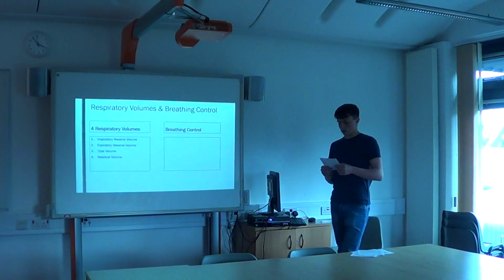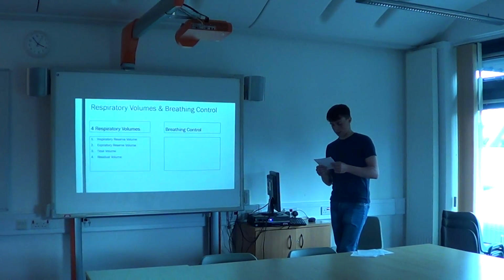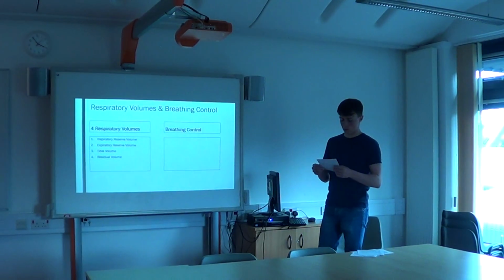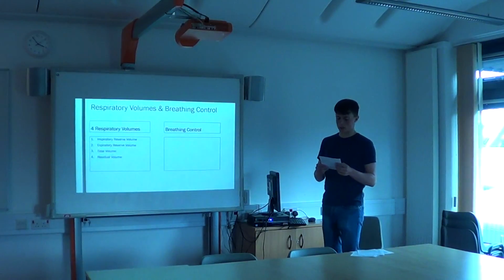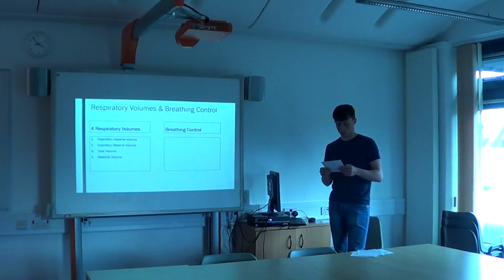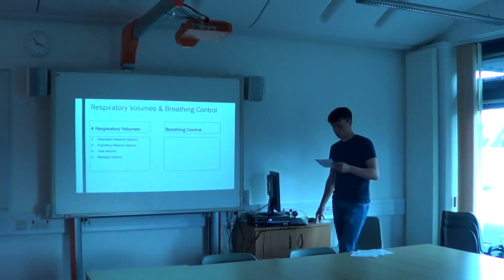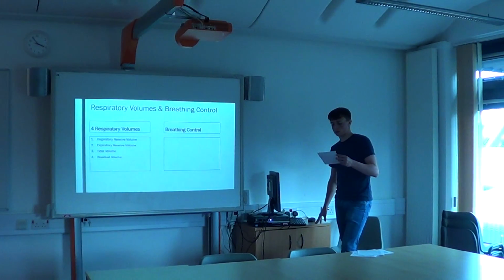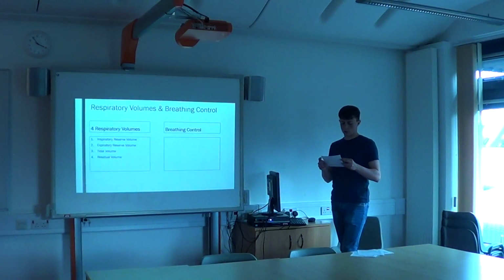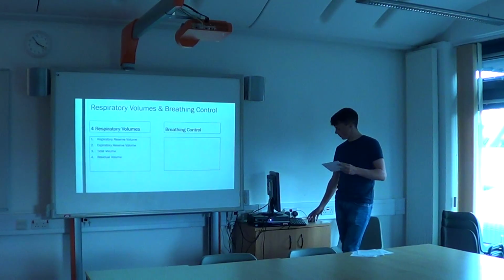Residual volume is the amount of air left in the lungs after a full exhalation. It's about 1 litre that will always remain in the lungs. This prevents the lungs from deflating. On to breathing control. There are two ways in which we control our breathing. These are chemical control and neural control.